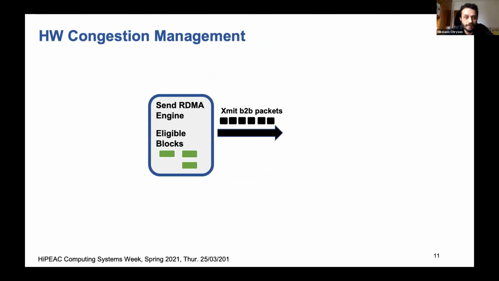Now I'm going to briefly talk about hardware congestion management. I'm going to be finishing soon. When you do RDMA, you bypass the kernel, you bypass TCP, you bypass everything. So RDMA simply throws packets into the network. This is the traditional thing. Of course, you may have some flow control in order to prevent buffer overflows, but nothing more than that traditionally.